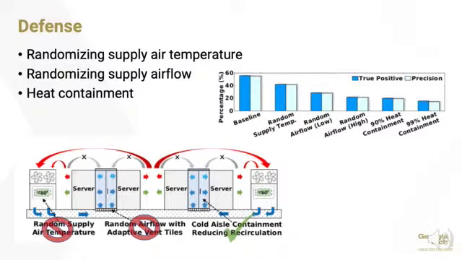Another defense mechanism would be to randomize the supply flow. We talked about randomizing the temperature of the flow, but this is randomizing the supply flow, or when and where cold air is being supplied through the tile floor. Now, randomizing the supply airflow can make an attacker's knowledge of the heat recirculation more erroneous, right? So if they've already done their model on the heat recirculation, this would throw it off a bit.